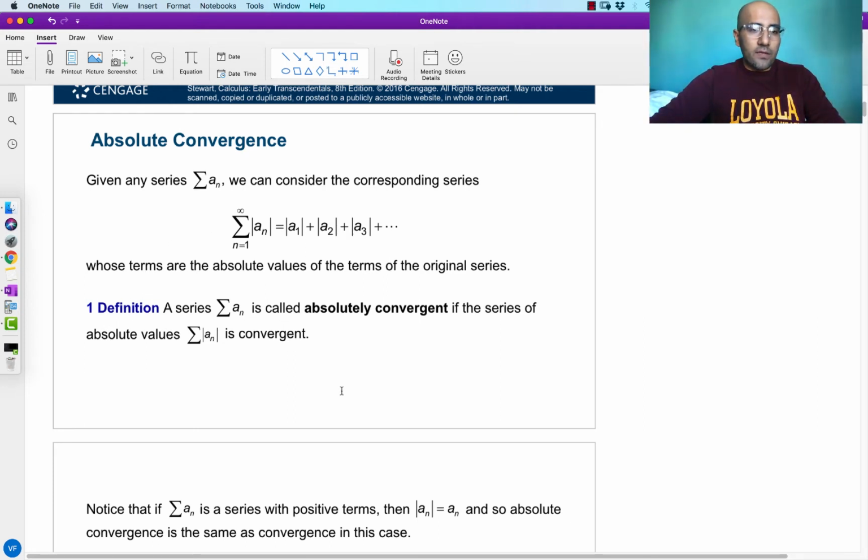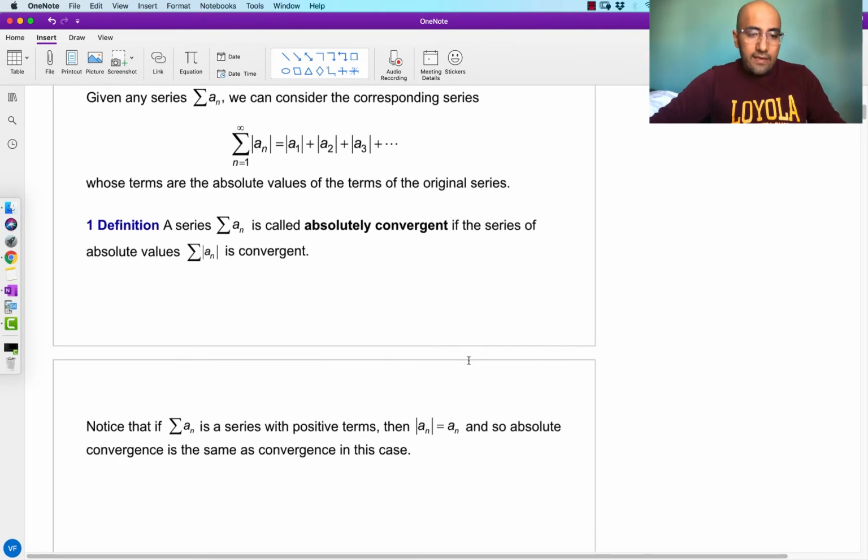Okay, definition one. So a series, A sub n, is called absolutely convergent if the series of absolute values is convergent, right? So therefore it's absolutely convergent. So note that if A sub n is a series with positive terms, then the absolute value of A sub n equals A sub n, right? So in other words, this is redundant in the case where they're all positive. And so absolute convergence is the same as convergence in this case.